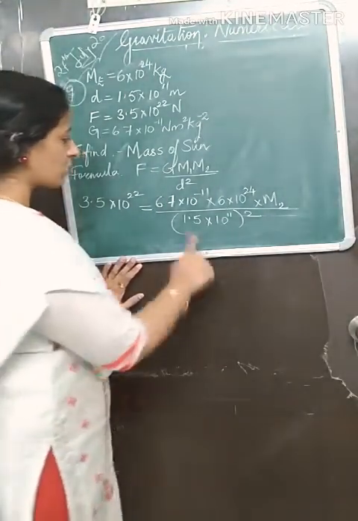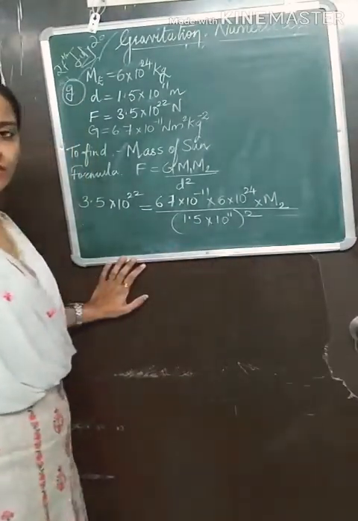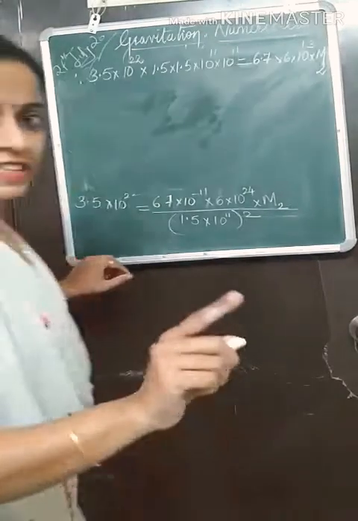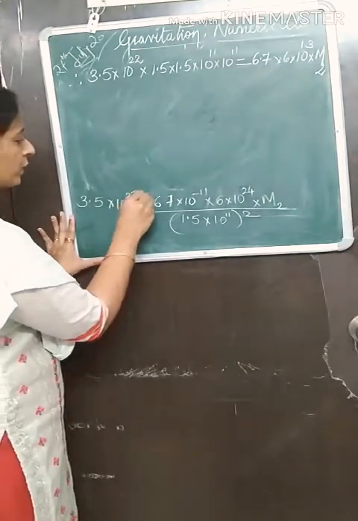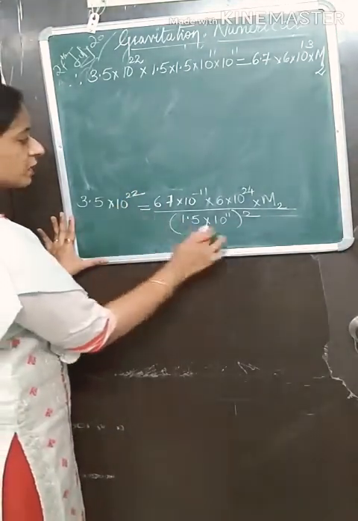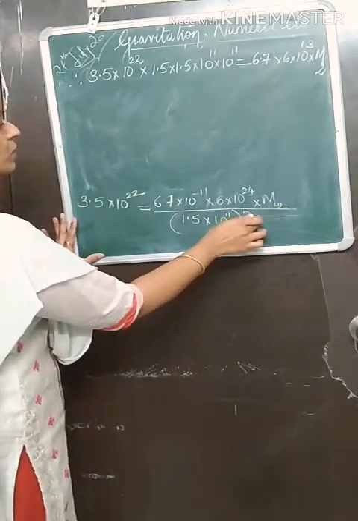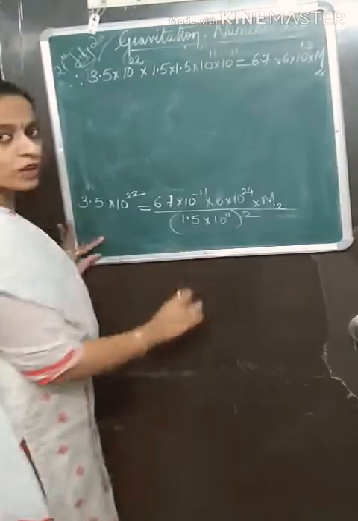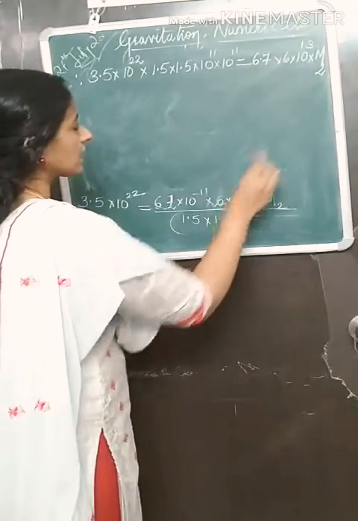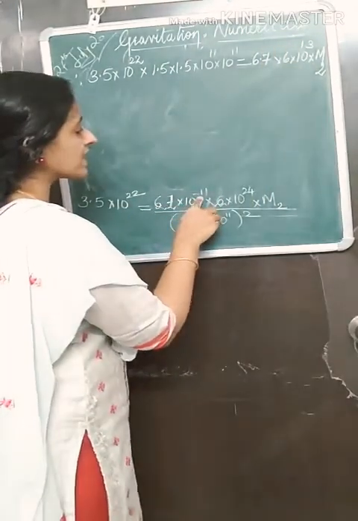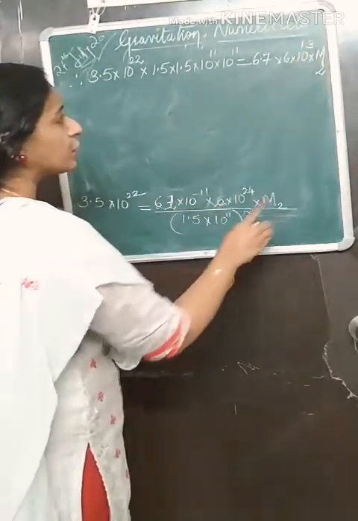Now what we will do, first we will square the denominator. 1.5 into 10 raised to 11, the whole square. See children, after this part I have written here 3.5 into 10 raised to 22. This we will take to the opposite side, so it will become multiply. So I wrote 1.5 into 1.5 because we are doing square, 10 raised to 11 into 10 raised to 11, equal to 6.7 into 6, and 10 raised to minus 11 into 10 raised to 24. 24 minus 11, I got 10 raised to 13, into m2.